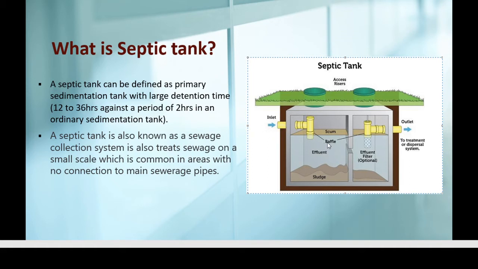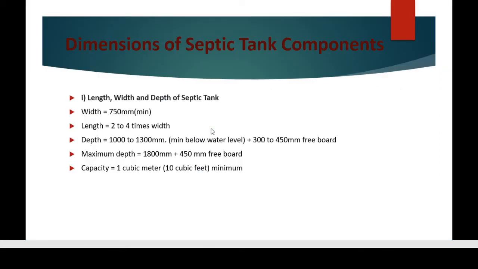Our next slide is the dimensions of septic tank components. In a septic tank we see the length, width and depth. Generally the width is provided as 750 mm minimum. Length will be 2 to 4 times the width. Depth is 1000 mm to 1300 mm minimum below water level, plus 300 to 450 mm freeboard. Maximum depth is 1800 mm plus 450 mm freeboard.